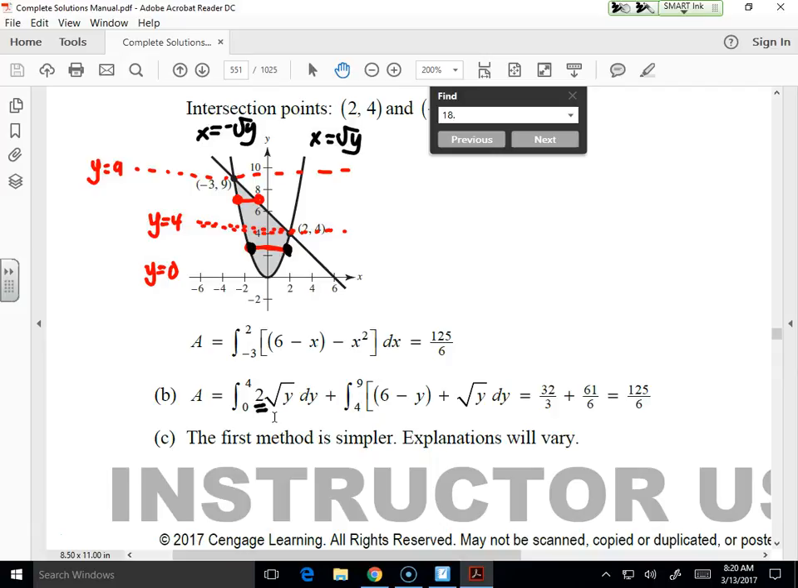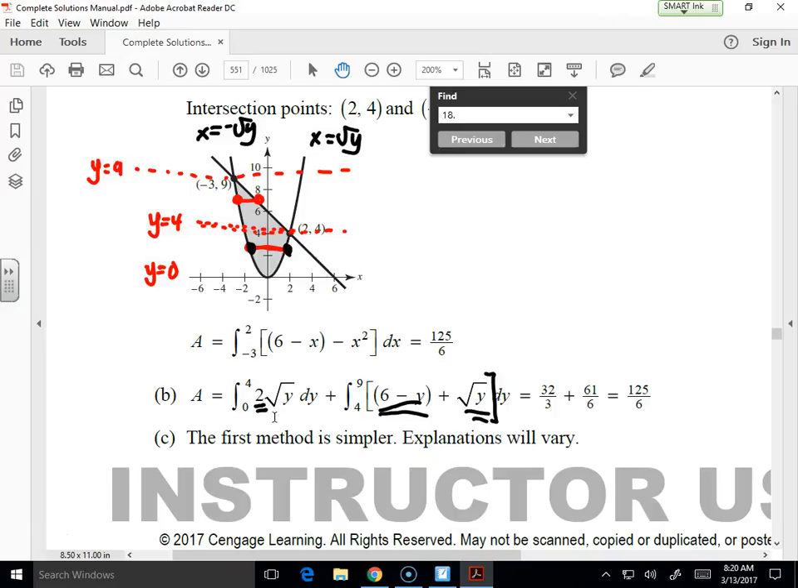So that's from 0 to 4 and from 4 to 9. The lines on the right, you have to solve for x, you end up with 6 minus y. The parabolas on the left, so plus root y. Oh, they put a bracket in? Something should be in here. Typo, they didn't put in their other bracket. There we go. So it's possible both ways, you get the same answer of 125 over 6.